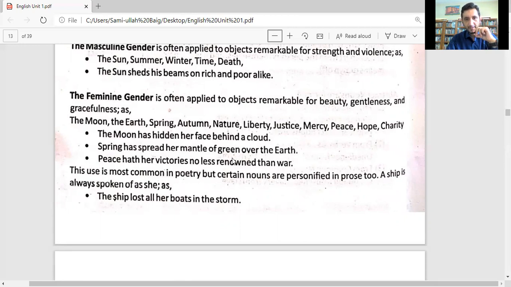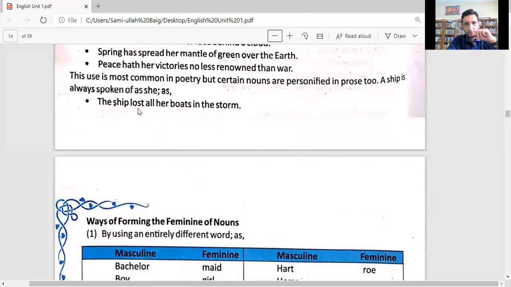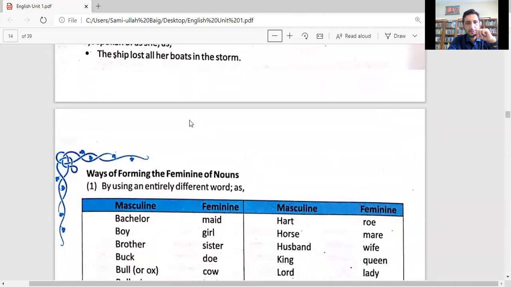Spring has spread her mantle of green over the earth. Now, spring is also a season. Compare that with summer and winter, which are male. Spring is assigned the female gender. A ship is always referred to as a female, a feminine gender is assigned to it.